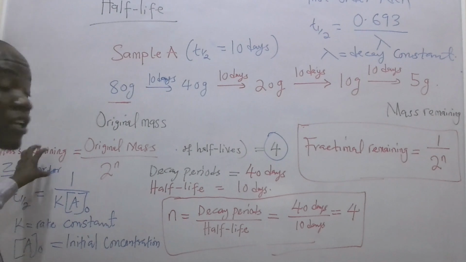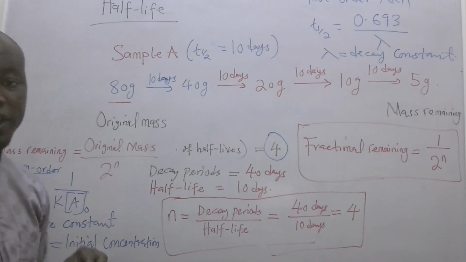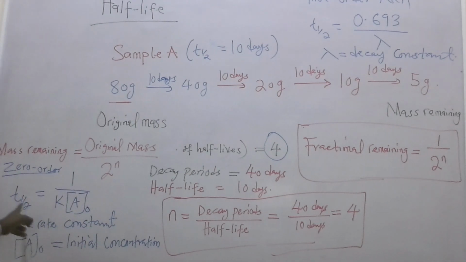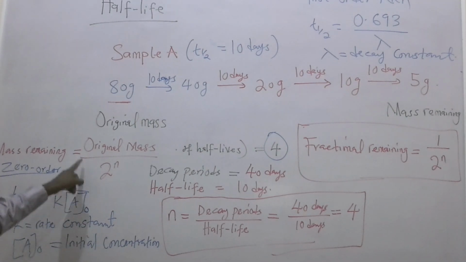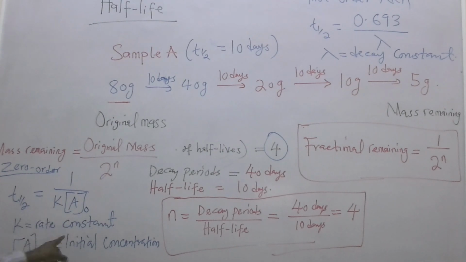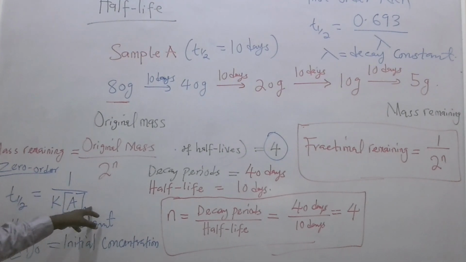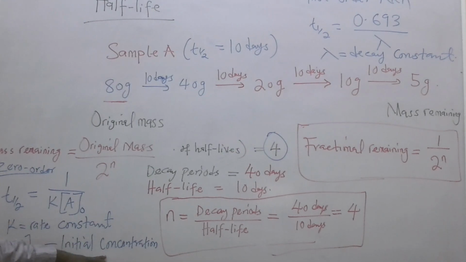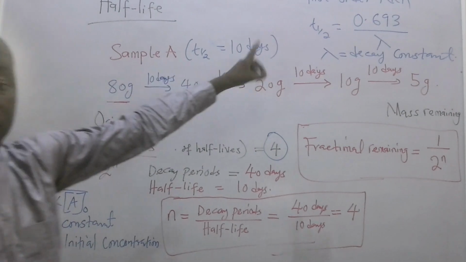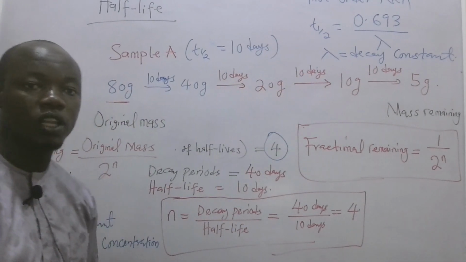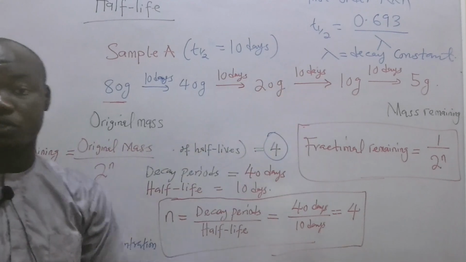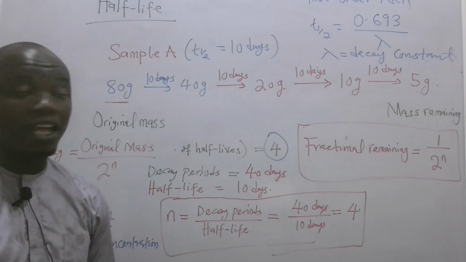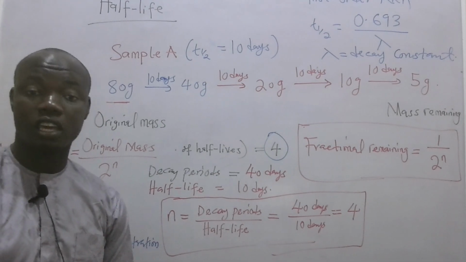And then we also have formulas for calculating the half-lives of different types of reaction. So for the zero order reaction, we use T half, that is half-life, is equal to 1 all over K times [A]0. The K here stands for rate constant, and the [A]0 here stands for the initial concentration. And then we also have a formula for calculating the half-life of a first order reaction, which is T half is equal to 0.693 divided by lambda, and the lambda here stands for the rate constant.